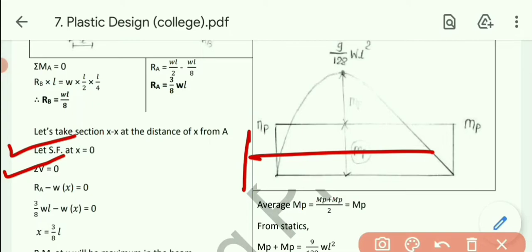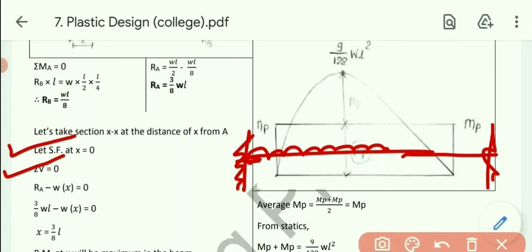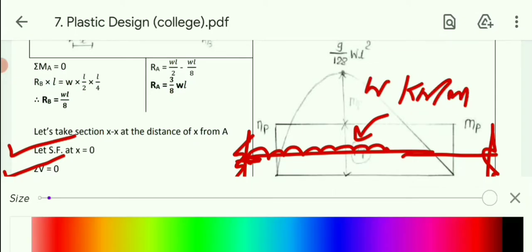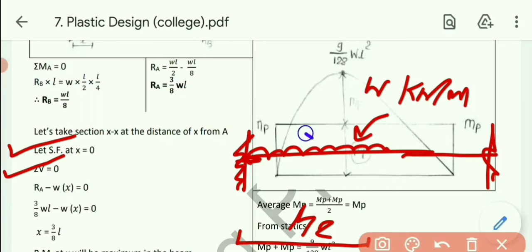Let me draw the beam over here. Say for example, this one is our beam. This one is our UDL on the half span, that is L by 2, W kilonewton per meter. Now let's assume that SF at a distance of X from A, at section XX, is equal to 0. So sigma V equals 0 in this portion.